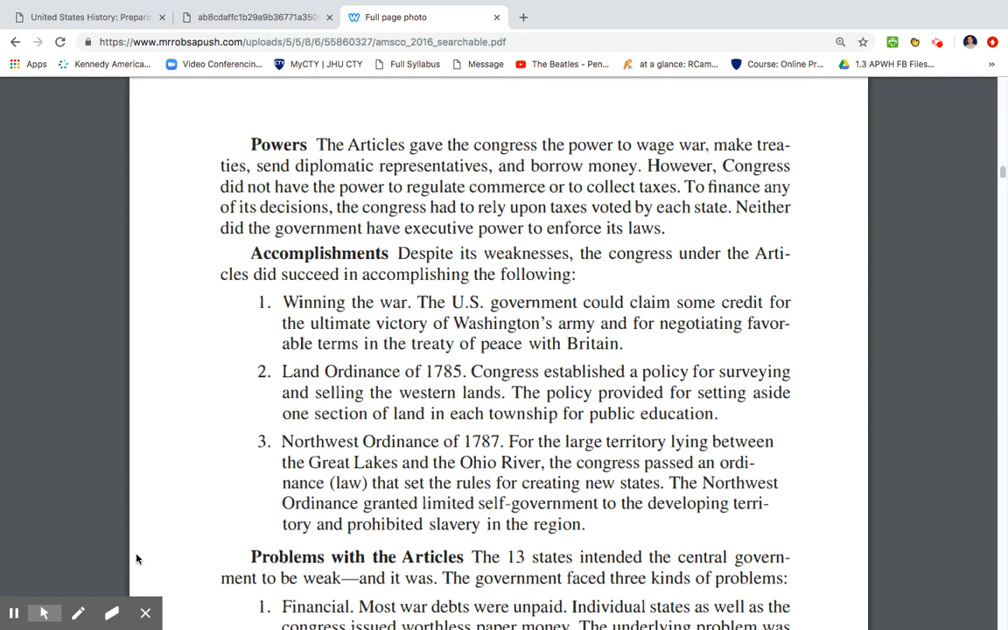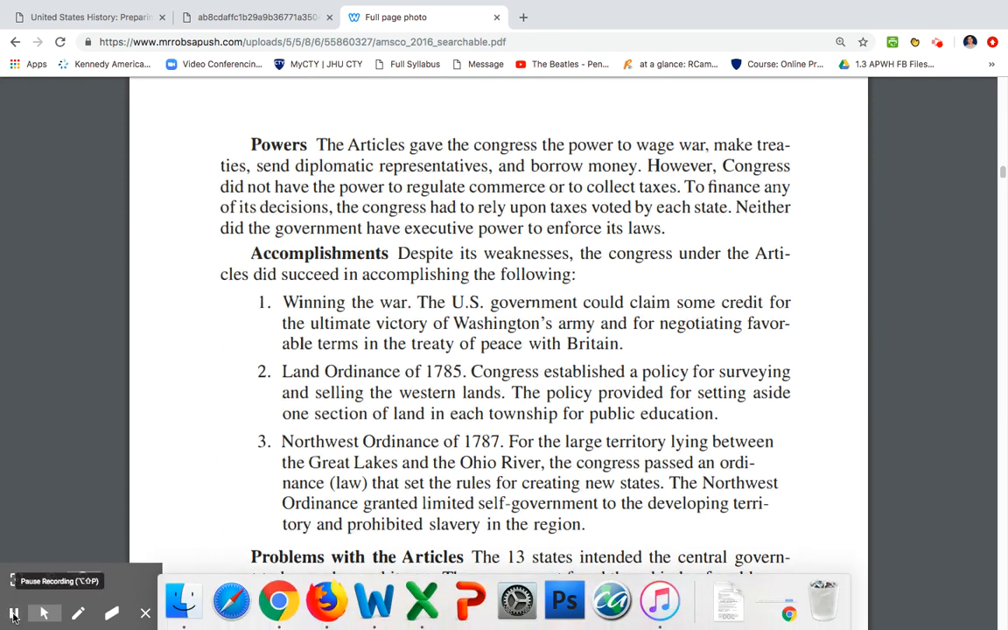Powers. The Articles gave the Congress the power to wage war, make treaties, send diplomatic representatives, and borrow money. However, Congress did not have the power to regulate commerce or to collect taxes. To finance any of its decisions, the Congress had to rely upon taxes voted by each state. Neither did the government have the executive power to enforce its laws. So there was no executive branch, meaning there was no way to execute these laws. So I could say, hey, I'm going to do this, and go back home and be like, hell no, I ain't doing that.